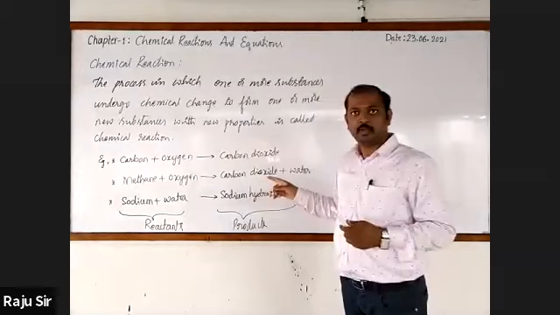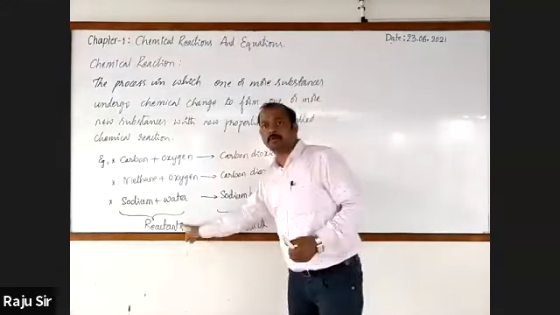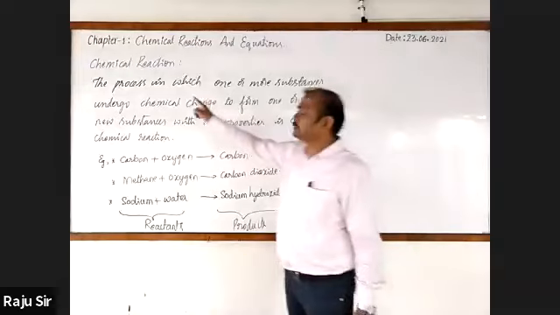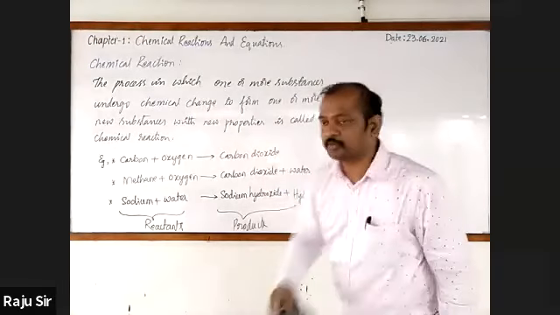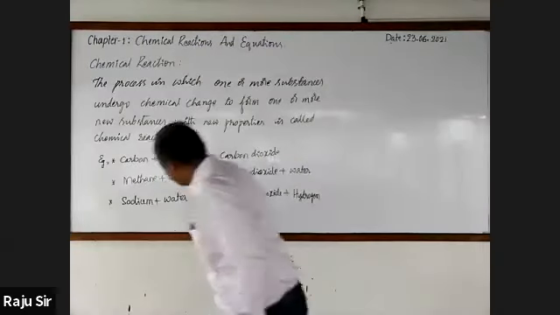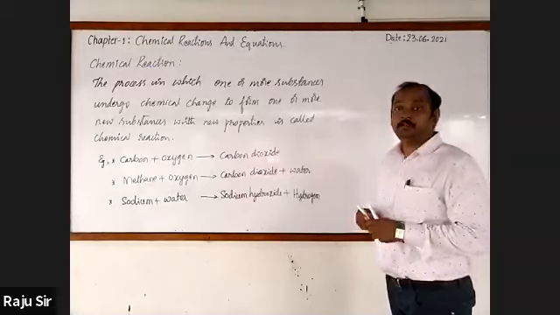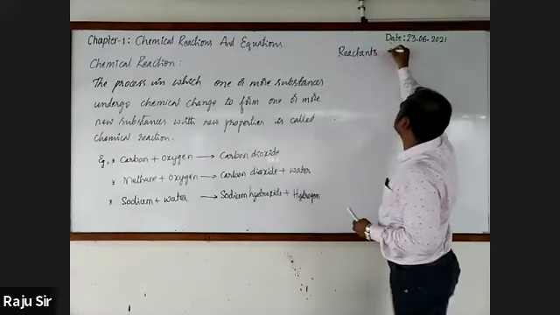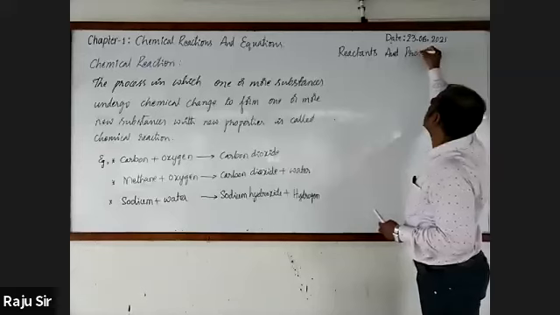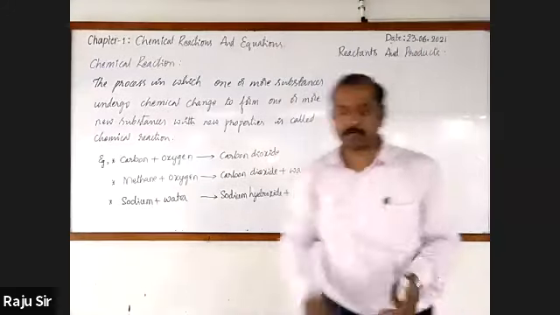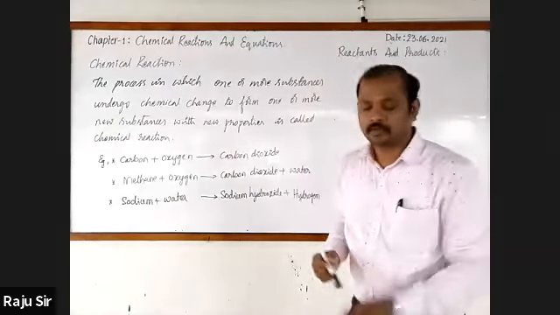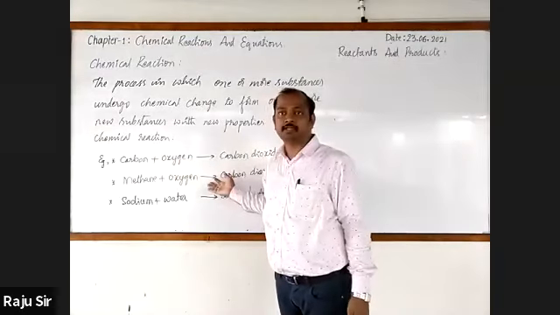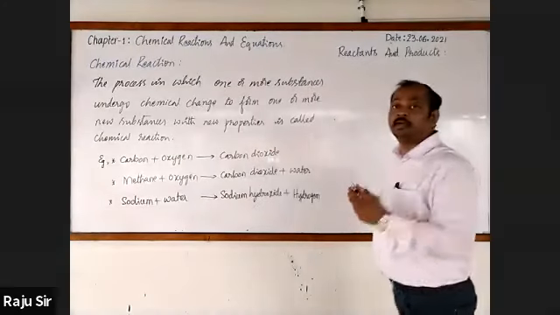Before that, I'll give you the definitions of reactants and products and one experiment with respect to chemical reaction. So right side heading, reactants and products. Write the definition. What are reactants? The chemical substances which can take part in the chemical reaction or which undergo chemical reaction, they are called reactants.